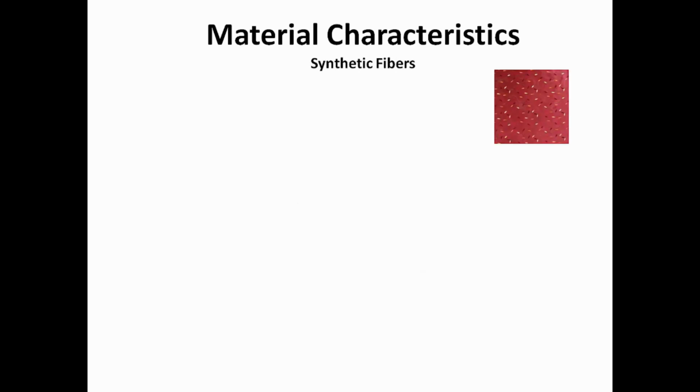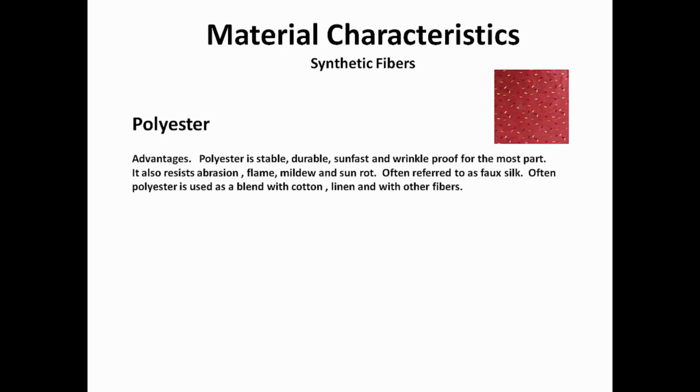Now let's take a second and talk about some of the synthetic fibers that you'll find in drapery fabrics. When you look at this one, it's pretty obvious, but this would be polyester. You see a lot of polyester in fabrics today, and there really are some great advantages to polyester. Some that come to mind: polyester is very stable and durable. It's sun-fast and wrinkle-proof for the most part. It also resists abrasion, flame, mildew, and sun rot, and is often referred to as a faux silk.